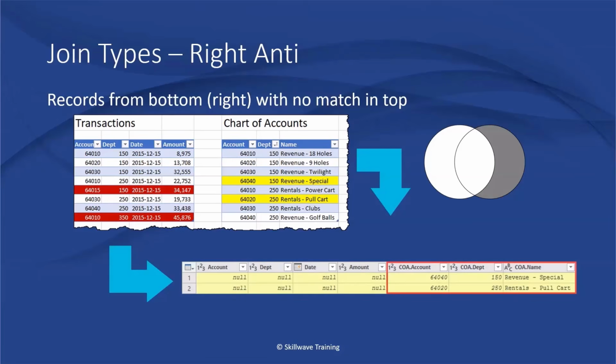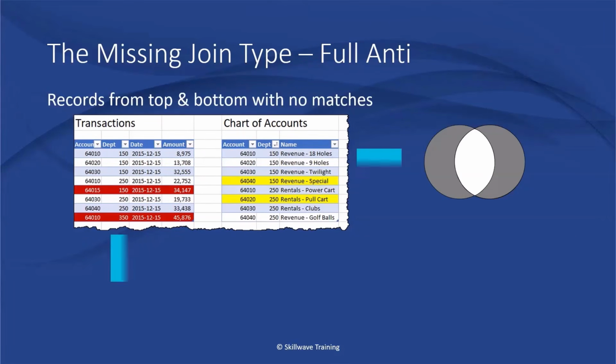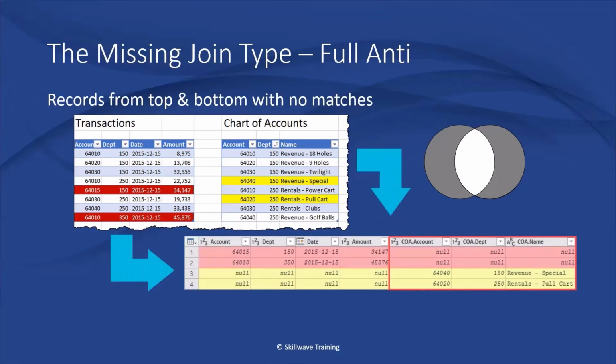There's one more join type to look at, and that's called the full anti-join. So if you're doing any kind of a reconciliation, this is probably the most important join type that there is because it pulls back and says, what are the exceptions that we're looking for? What are the things that did not match? Unfortunately, this is the only join type that Power Query does not provide by default, and you have to build it yourself.